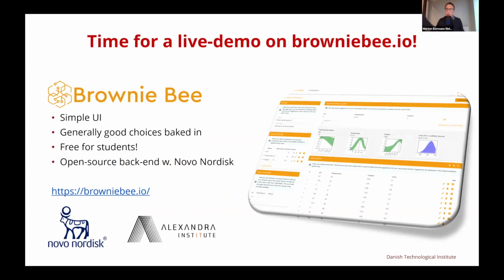As I said initially, Brownie B has been built as an entry-level tool for Bayesian optimization. It's a browser-based UI that we have built together with Novo Nordisk and the Alexandra Institute, which is another Danish RTO. And I'll be demoing that in just a sec.